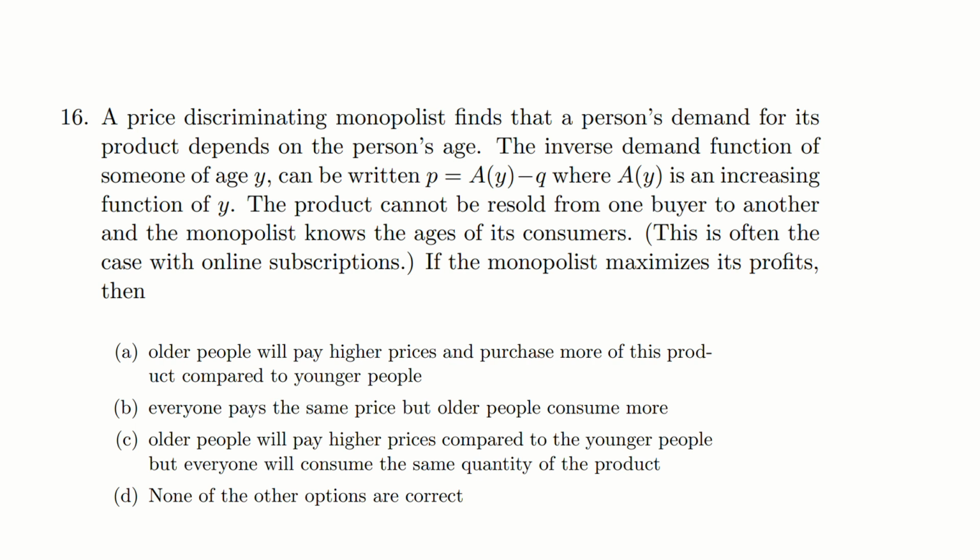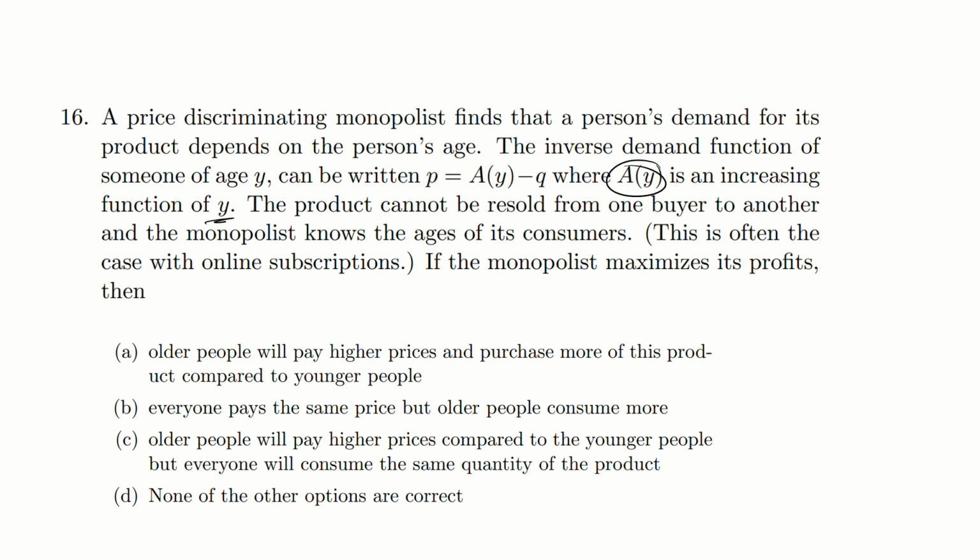If the age is older, then the demand is going to be large. If the age is less, then the demand is also going to be less. So read carefully, guys. The inverse demand function of someone of age y can be written as P is equal to A of y minus Q, where A is an increasing function of y. That is given. The value of A(y) is increasing in y. So whenever the age is increasing, then your A(y) value is increasing, so the demand is also going to be increasing. That is a hint.